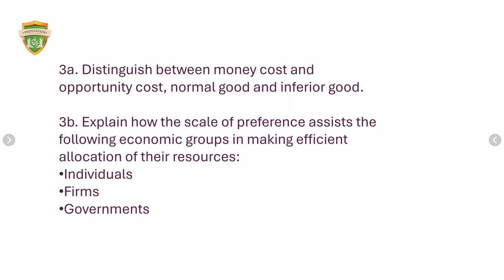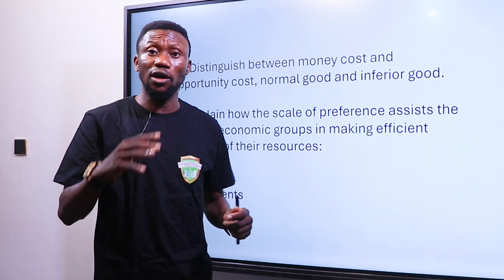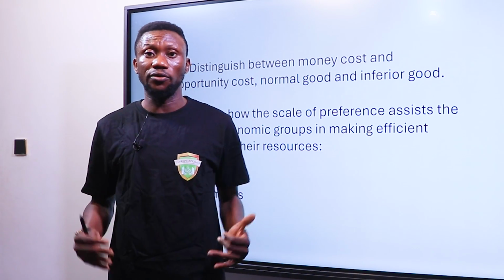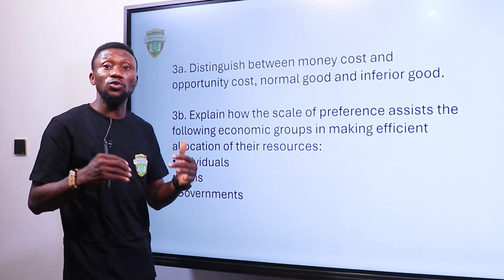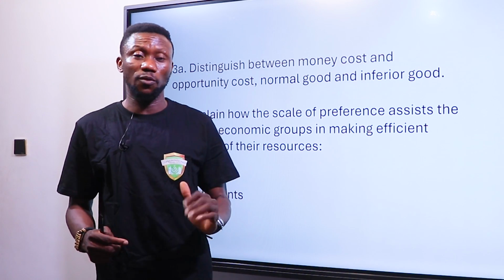So let's explain how the scale of preference assists the following economic groups in making efficient allocation of resources. Individual. So the scale of preference is a hierarchical order of your needs. So imagine I tell you, write 5 things you need in the order of priority. That's a scale of preference. So as an individual, what does it help you do? It helps you to get what will achieve you the most satisfaction. That's what we call utility in economics.